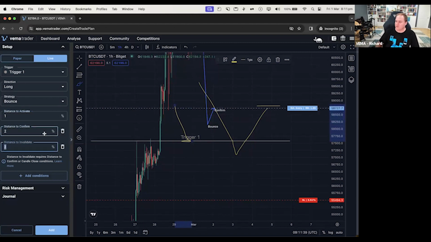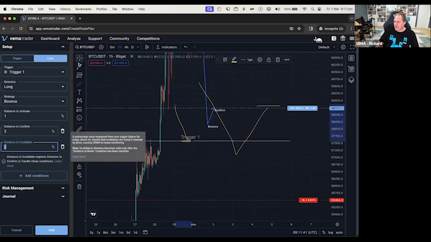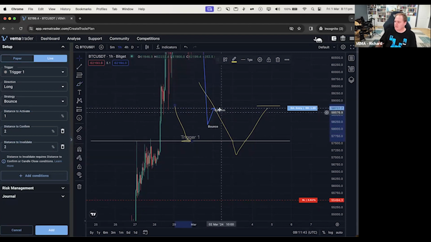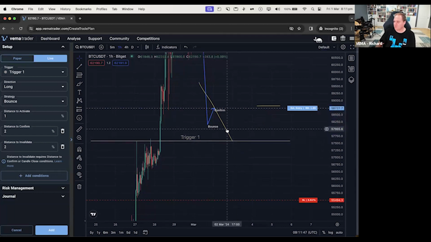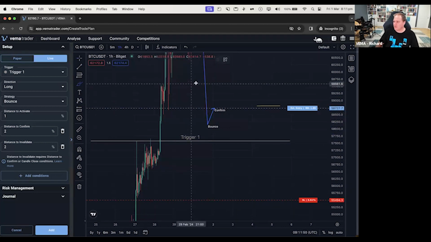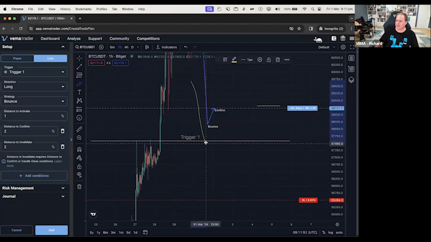Anyway, we're back where we were before. Let's talk about the distance to invalidate. This example that I gave here of price coming down and then falling through, what if price was to, at some point you would hate this to happen. Price comes down to the trigger, falls down, and then maybe 3 days later it comes back up and takes you into a trade.